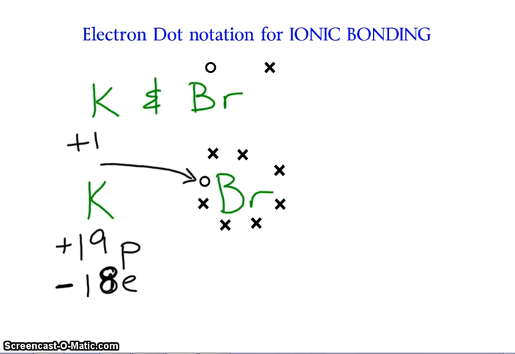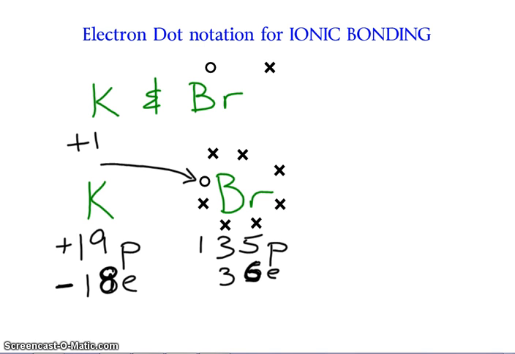Let's go to bromine. It started with 35 protons. How do I know that? The blue number next to bromine in the periodic table is 35. That's the atomic number, the number of protons. And it started with 35 electrons. But it just gained 1 from potassium. So now it has 36 electrons.